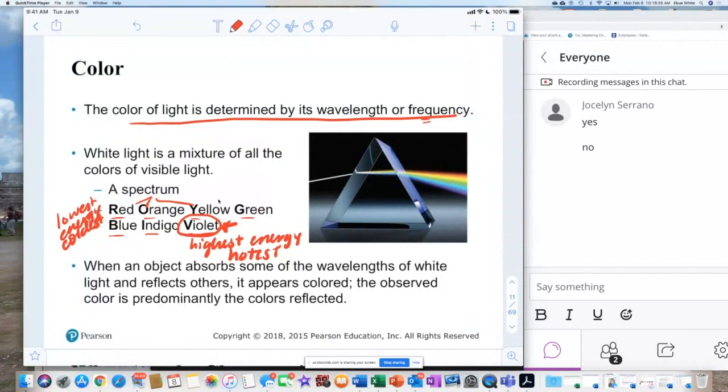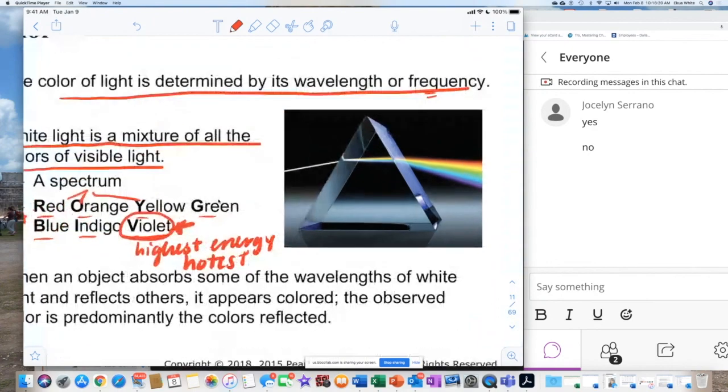And so we'll talk about frequency too in a moment. White light, as we know it, is a mixture of all the colors of visible light. So the colors that we see of visible light, Roy G. Biv, when you mix them all together, produce white light. They show that to you here.